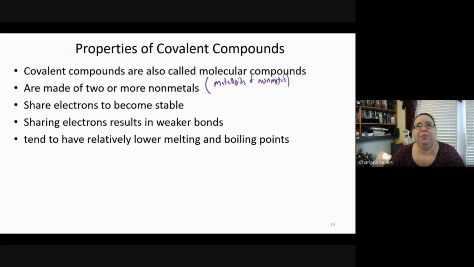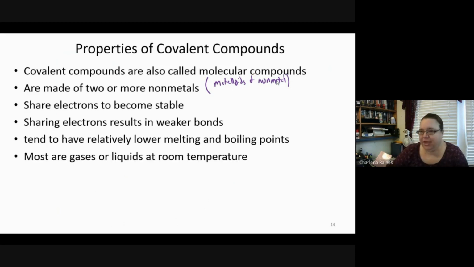So I don't know if you've ever played with Crisco or seen, like, bacon fat. Once it's at room temperature, it's just kind of like goo. It's a solid, but it's gooey. Well, that has a bunch of covalent bonds in it. It's a bunch of carbon and hydrogen bonds. Now, most of them are liquids or gases, and that means they have considerably lower melting or boiling points because they've already melted at room temperature. They are not a solid.